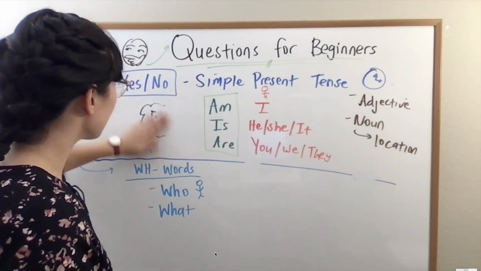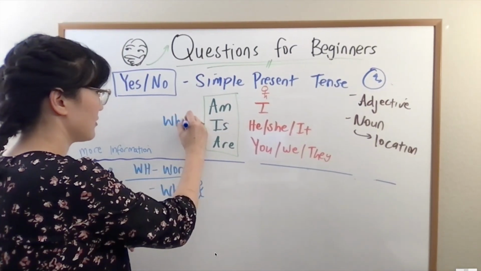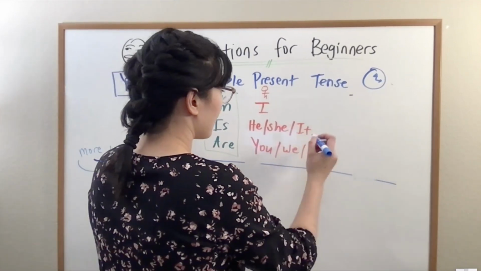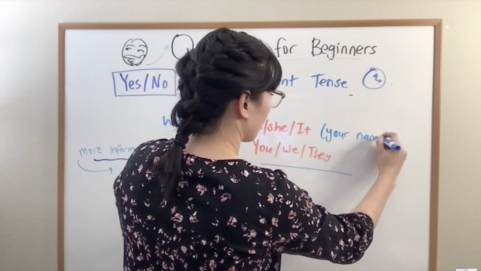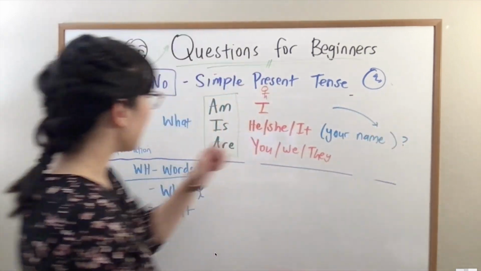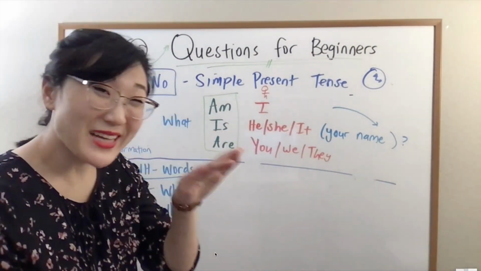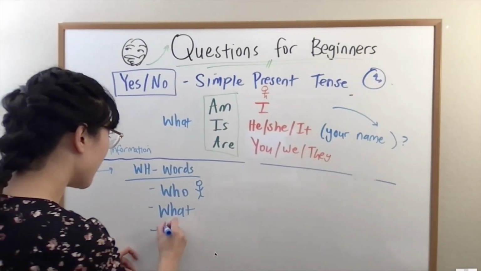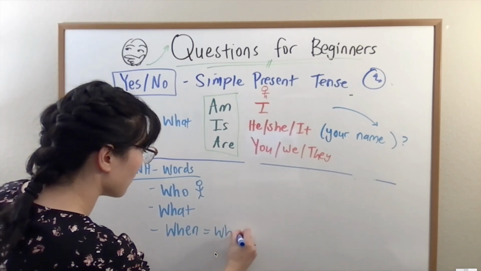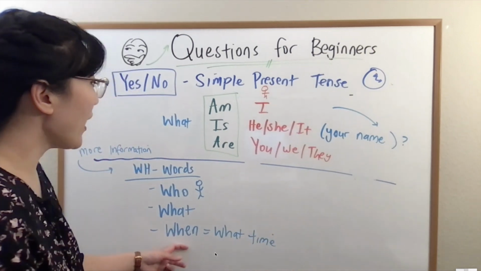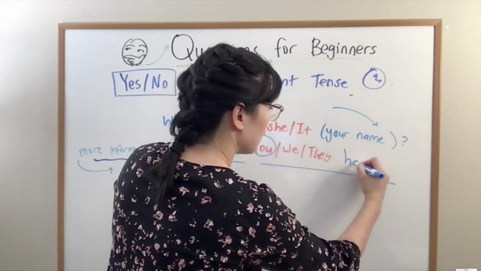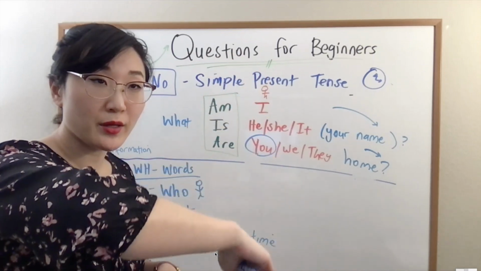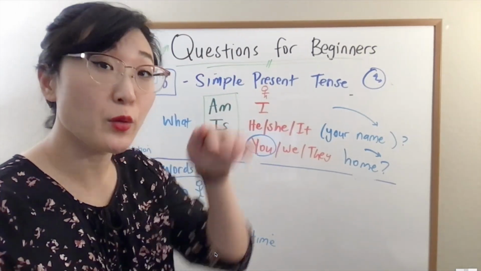So for example, let's do this. Let's say, what is, let's say, your name? The intonation will go down. What is your name? Yes and no questions go up, more information questions go down. So what? Now, what about when? When or what time are equal? So when are you home? Okay, you go to work at 8 a.m., you return maybe 6. What time? When are you home?